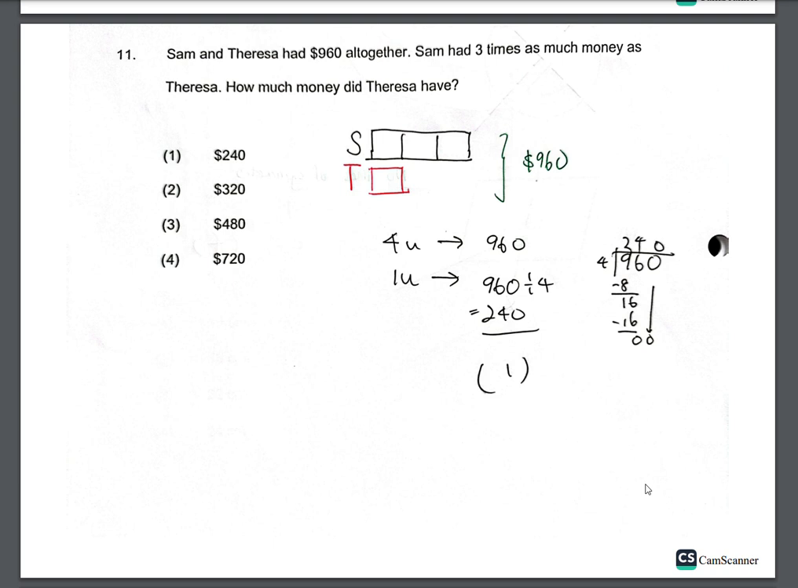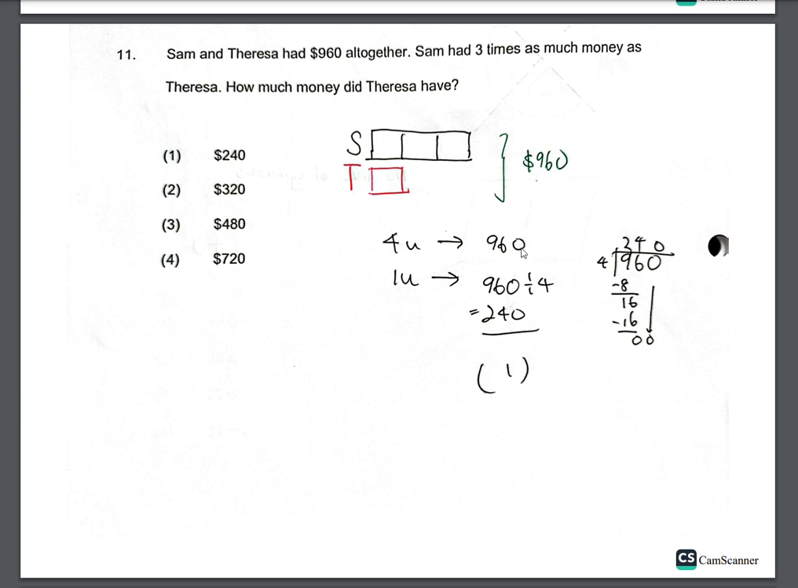Sam and Teresa had $960 altogether. Sam had 3 times as much money as Teresa. Notice the model. Sam is 3 times, so I draw 3 parts. Teresa is 1 part. Altogether here means both of them. Both of them have 1, 2, 3, 4 parts. It will give me 960.